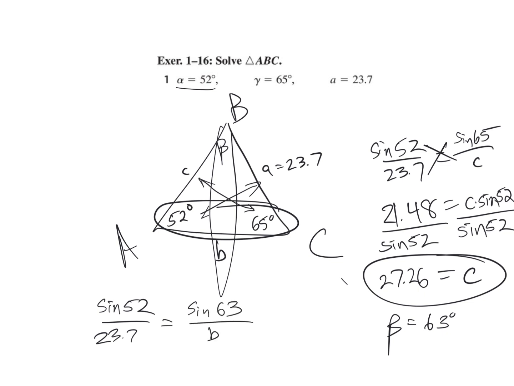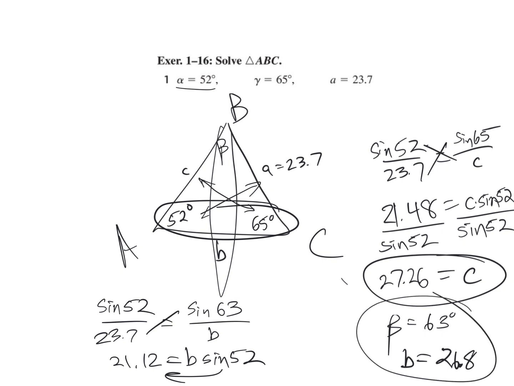So 23.7 times the sine of 63 gives us 21.12, and that equals little b times the sine of 52. So we'll divide that number by the sine of 52. So divide that over there, and we get little b to be 26.797 or 26.8. So there's all three pieces of the triangle.